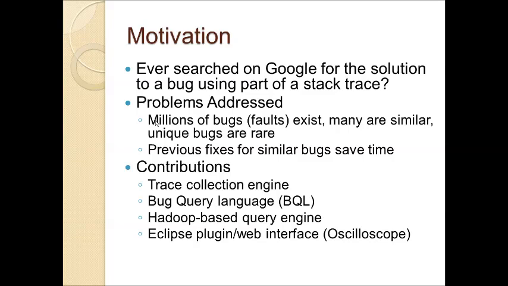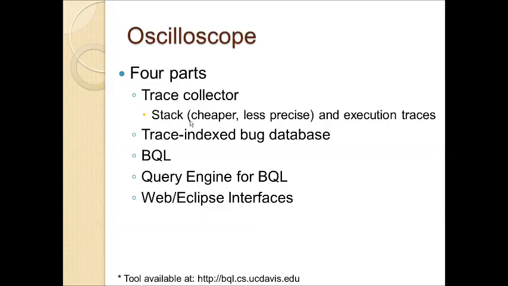Well, how does the tool do it? Oscilloscope is the tool introduced in this paper and provides the previously described bug searching automation with four important parts. The trace collector will gather both stack and execution traces from your application and store them for analysis later. The bug database is the core of the system, holding all the previous resolved and unresolved bugs that have associated traces that we can match a new problem with. BQL is short for Bug Query Language and offers a language for querying the bug database that's based off of SQL and allows us to refine those searches as much as we want to better fit our specific bug.